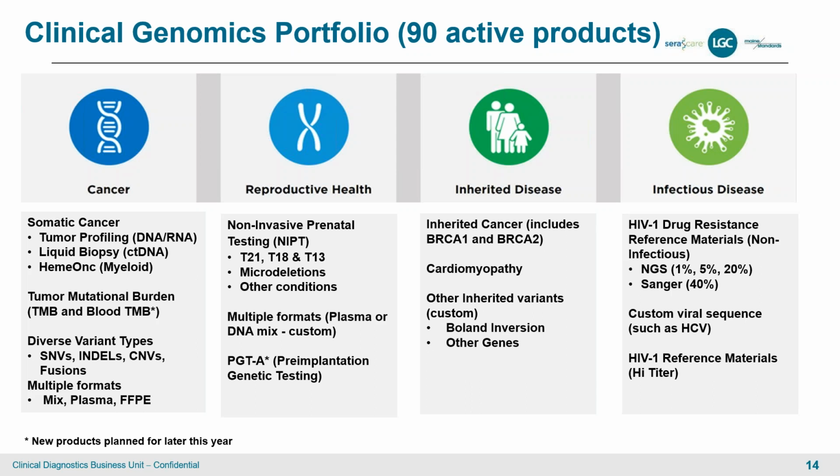And infectious disease, obviously, is a very important area in your continent, right, with HIV-1. Obviously, we have drug resistance products that are done synthetically. So these are non-infectious products that can focus on both NGS applications when you're looking at very rare variants down to 1%, or you could be doing a traditional Sanger testing at a 20 to 40% frequency, right? The beauty of all our products is we have a set of catalog products, which are these 90, but we can also customize these products, right, based on a particular assay or need.